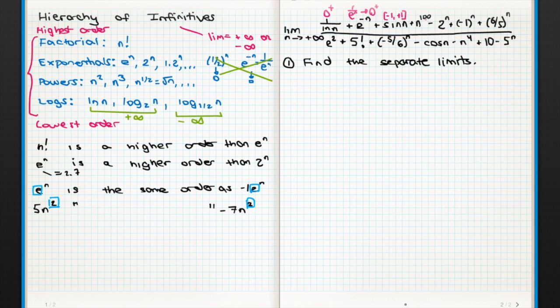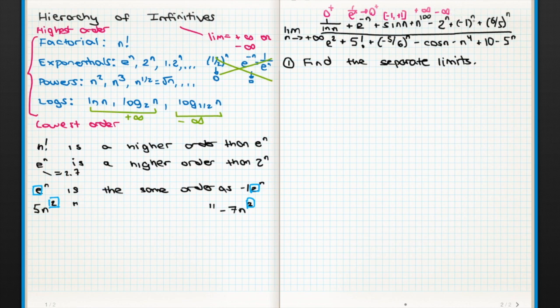Then we have n to the 100, which is a power with a positive power. And positive powers tend to plus infinity. Minus 2 to the n is an exponential. Remember that when you're looking at the order and also at the limit, we don't actually care about any numbers or negative signs in the front. So if we look at 2 to the n by itself, that will go to plus infinity because it has a base bigger than 1. And then with the minus, it will go to minus infinity. Either way, though, it's an infinitive.